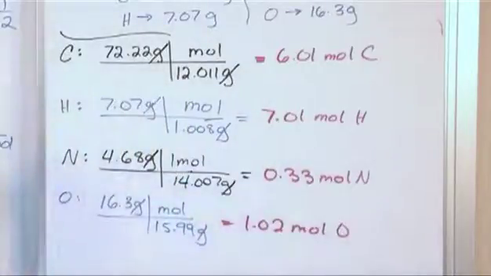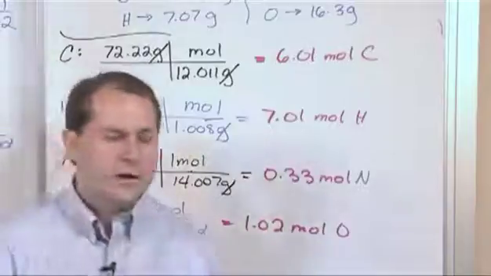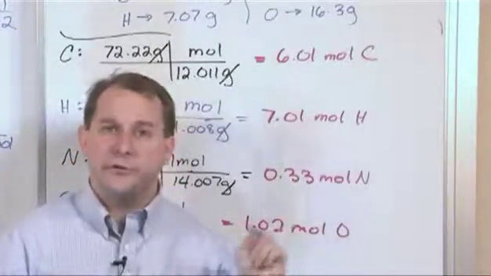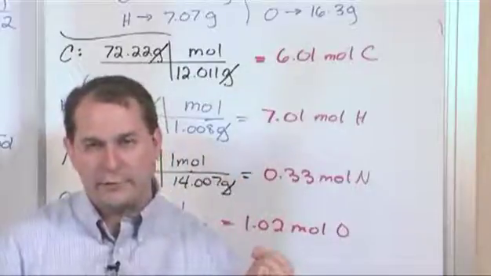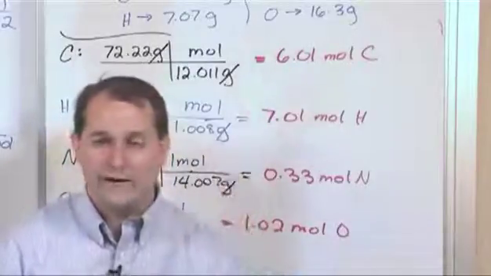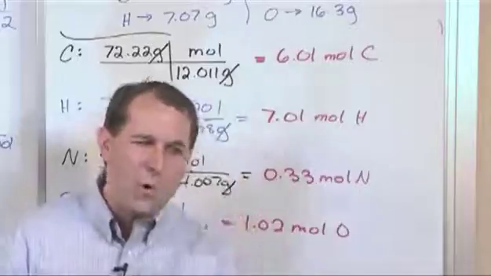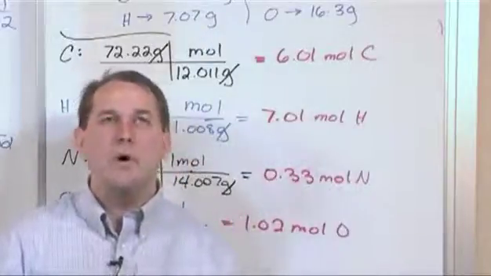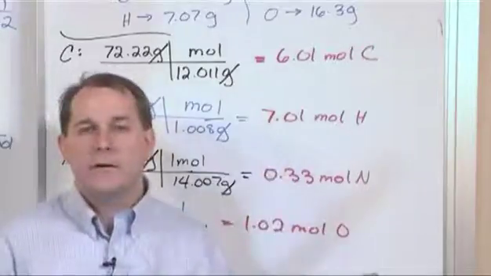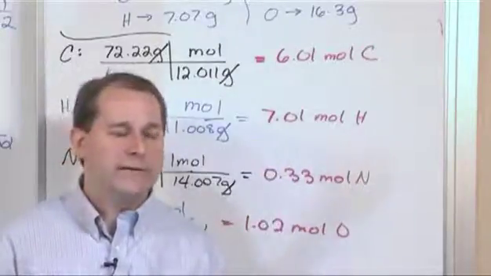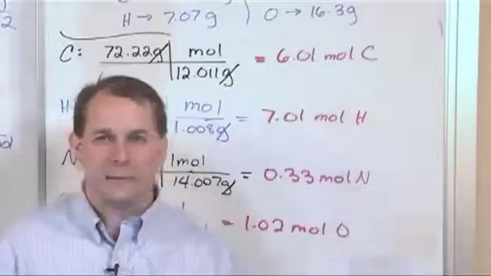Now here's what we do, folks. When you build an empirical formula and you're trying to find those subscripts, you don't put percentages down in those subscripts, and you don't put grams down in those subscripts. You're putting moles down in those subscripts, because moles are ultimately measuring how many atoms you have. Don't forget, that's what a mole is. It's 6.02 times 10 to the 23rd atoms of something.